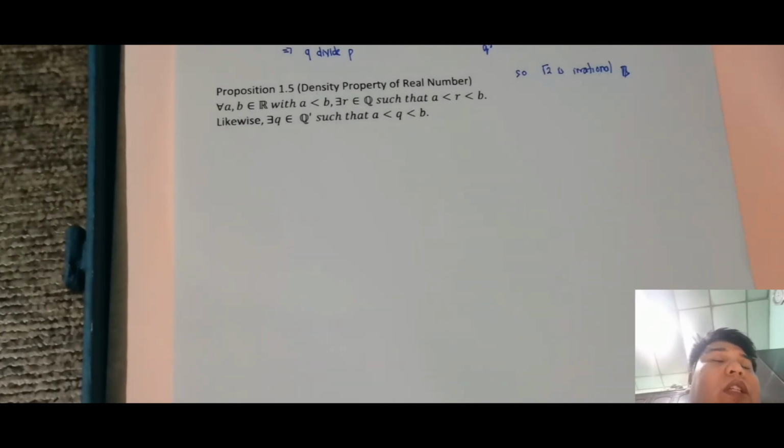Okay, then likewise, there exists q element ng q prime which is the irrational number such that a is less than q less than b. So in between 2 real number ulit, may mag-exist naman na irrational number. So, tama yan. So, tandaan niya na in between 2 any real number, there exists a rational number or an irrational number. In between dun. So, hindi man saktong sa gitna, pero sigurado tayo na meron nag-exist.